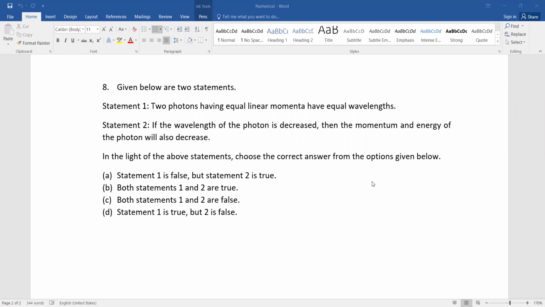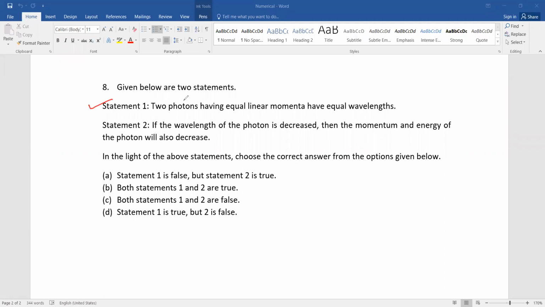So here also we are going to discuss a question which was asked in JEE Main 2021. This question has two statements given and we have to analyze which statement is correct and which one is false. This is not a numerical problem, but a conceptual question. Let me read the question first and then we will analyze the statements.